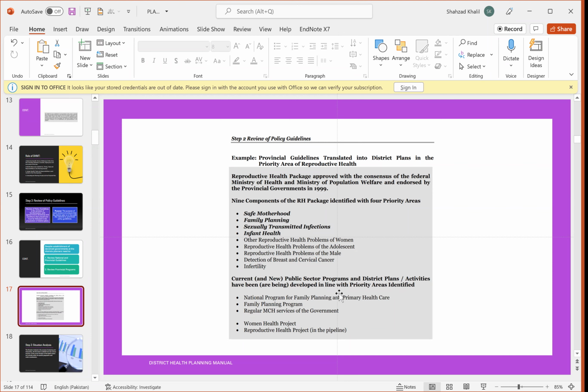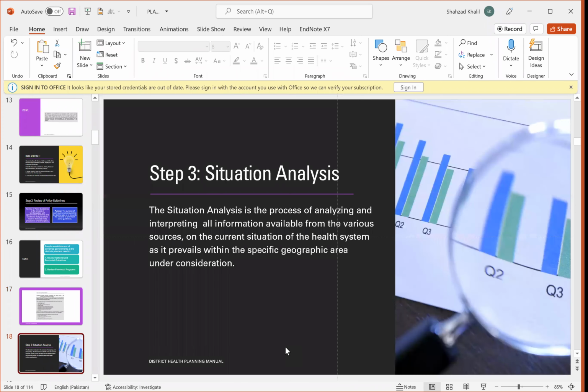Current and new public sector programs and district plans and activities are being developed in line with the priority areas identified, like the National Program for Family Planning and Primary Health Care, Family Planning Program, regular MCH services of the government, Women Health Project, and the Reproductive Health Project in the pipeline.